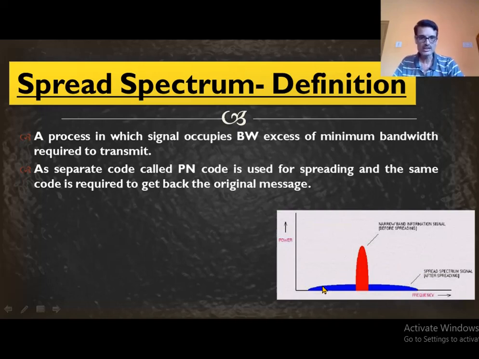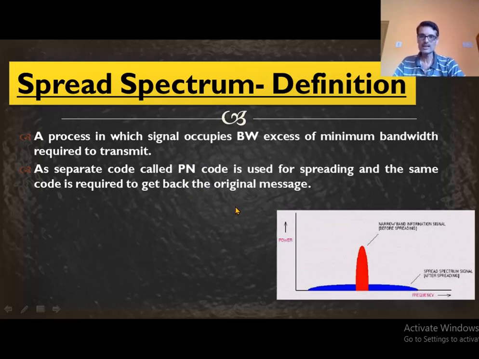Now how to achieve this widening of bandwidth? We use a special code called PN code. The PN stands for Pseudo-Random Noise code. It is a pseudo-random noise code which is used for spreading the message signal over the large bandwidth. And remember, the same PN code has to be used in the receiver if you want to get back the original message. In that way, some security is added to the transmission, which is advantageous.